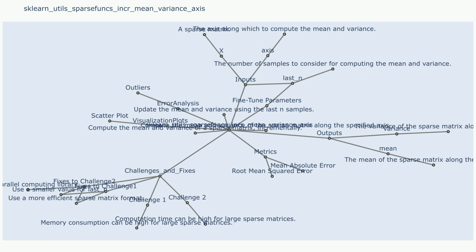Outputs. Means, an array representing the updated mean of the data along the specified axis. Variance is an array representing the updated variance of the data along the specified axis.